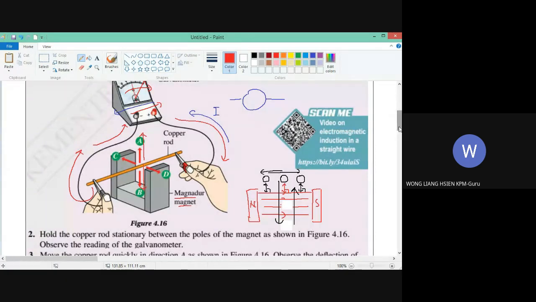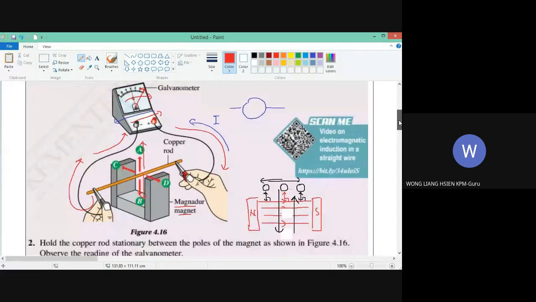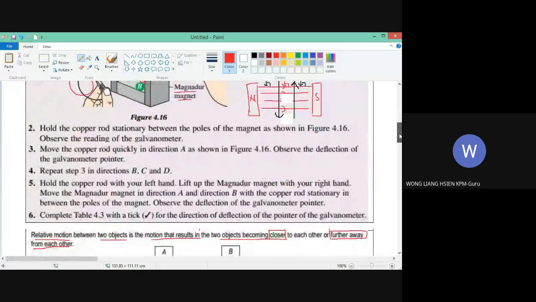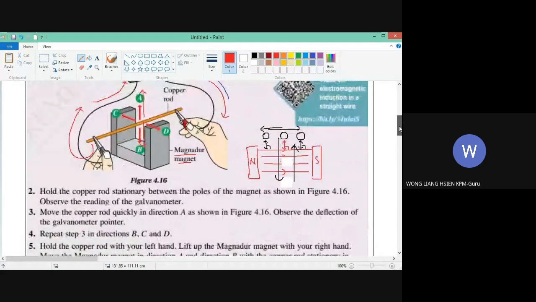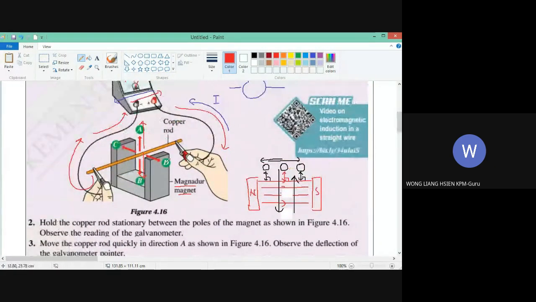All right. So let's continue. So that means in this activity, when the copper rod moves in the direction A and direction B, then the galvanometer pointer will deflect. If it moves in the direction of C and D, then the pointer of the galvanometer will not move. Okay, it will not move.